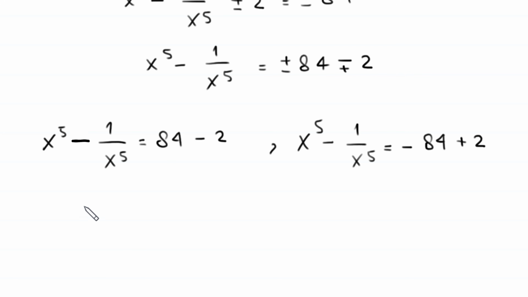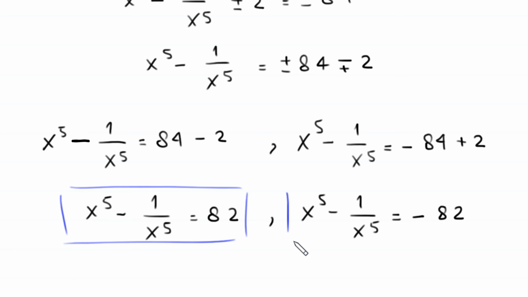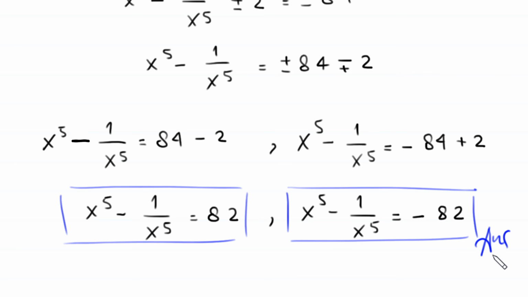From this case we get the value of x to the power 5 minus 1 over x to the power 5 equal to 82. From this case we get the value of x to the power 5 minus 1 over x to the power 5 equal to negative 82. So we get two solutions for this equation, positive 82 and negative 82. This is the final answer of this problem.